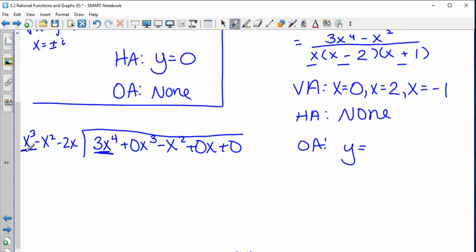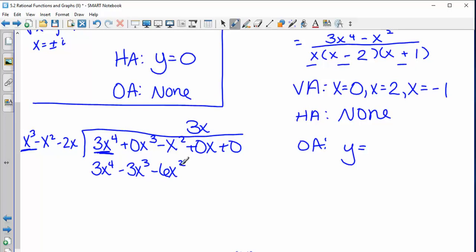3x. If you struggle with that, just write it out. 3x to the 4th divided by x cubed. I can cancel out x's, so we get 3x. Then you multiply. 3x times x cubed is 3x to the 4th. 3x times -x squared is -3x cubed. 3x times -2x is -6x squared.